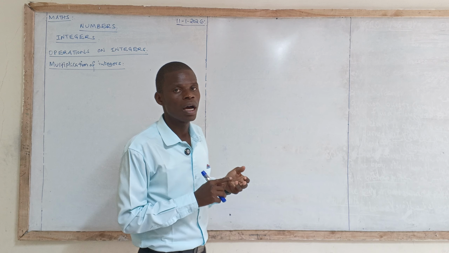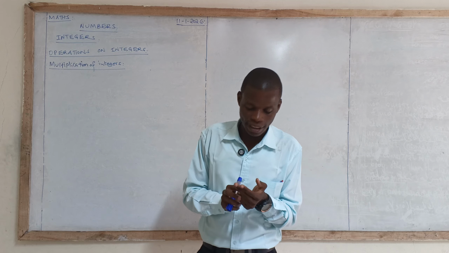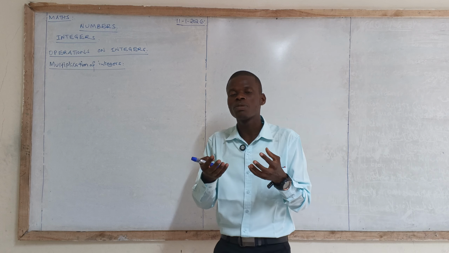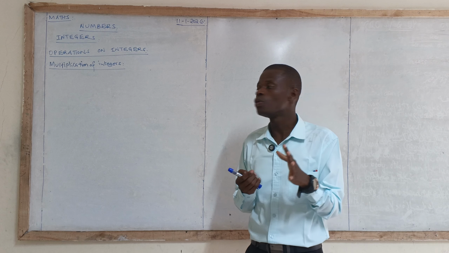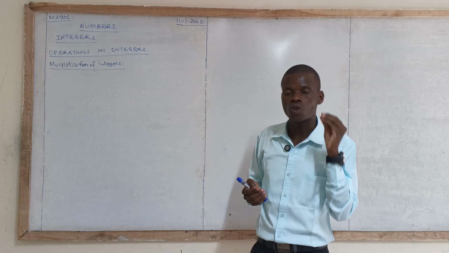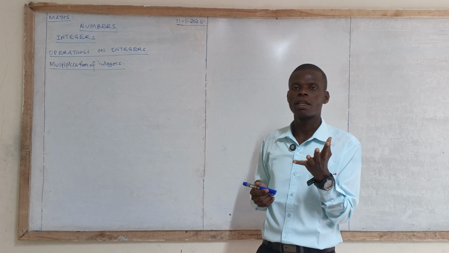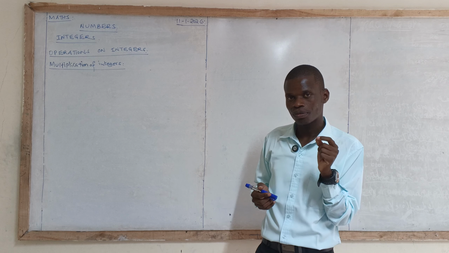We know how to add, we know how to subtract, now we want to multiply. But in multiplication, let me call your attention back to multiplication tables. What did we say? For example, 2 times 5. What do you have?